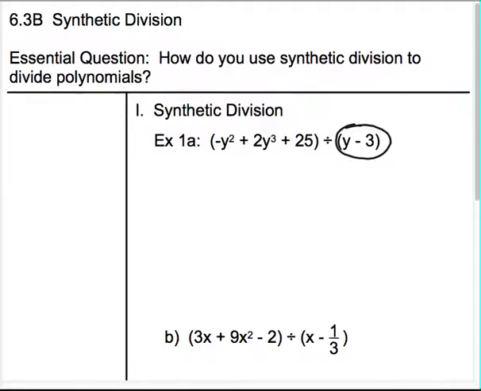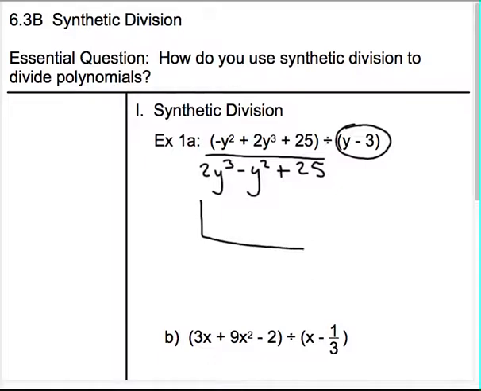So what we do is, first of all, we need the polynomial we're dividing into to be in standard form. So we have to rearrange this one. And then what we do is we drop all of the variables and we just use the coefficients to divide. So we put the coefficients kind of inside a box. So our first coefficient is 2. Our second coefficient is -1. We're missing the y term, so that coefficient is 0, and then our constant is 25.